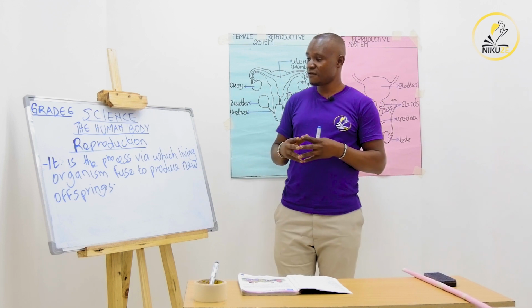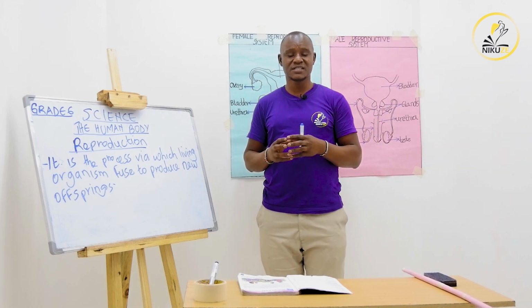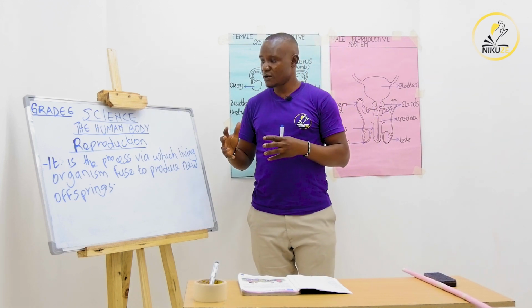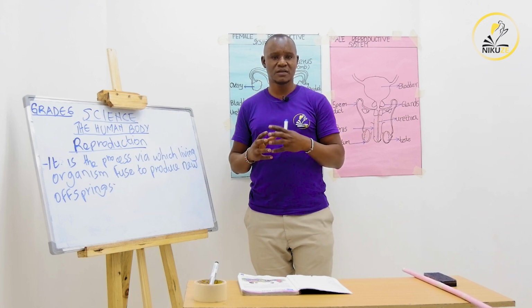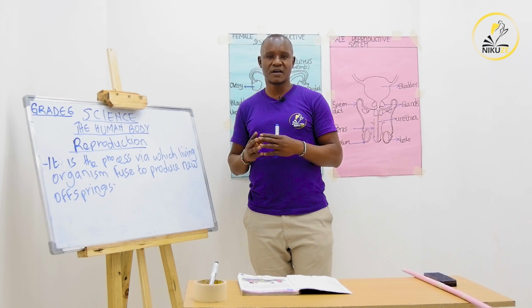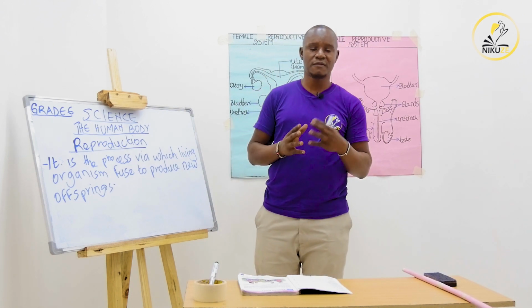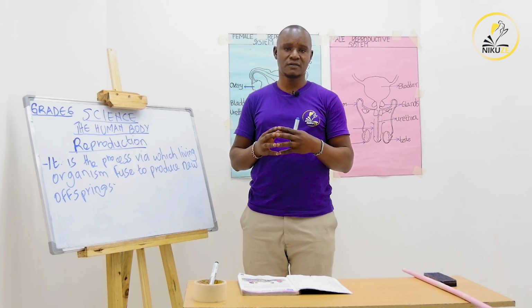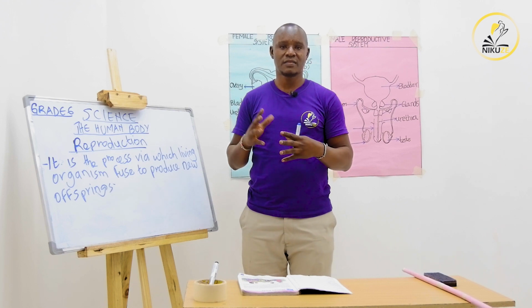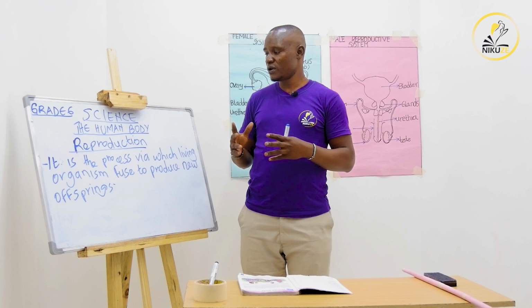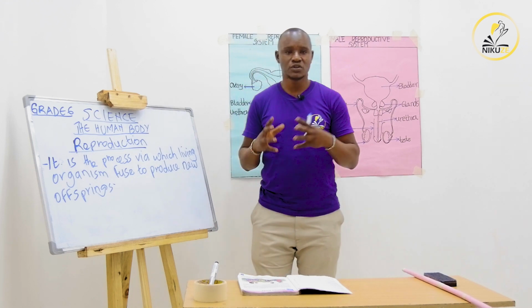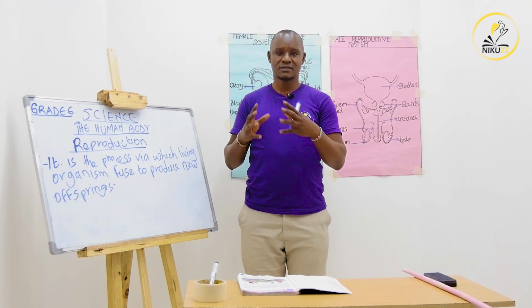Now, for reproduction to take place, there must be parts which are involved. How does reproduction come in? We have got parts which make up the reproductive system. Remember, we have got the male being and we also have got the female being. We have got the parts of the male reproductive system, and then we also have parts of the female reproductive system. When you group these parts together, we talk of the reproductive system.